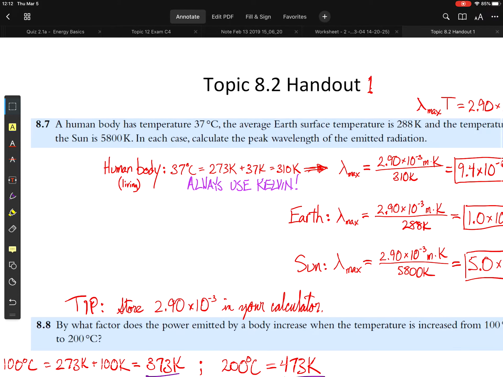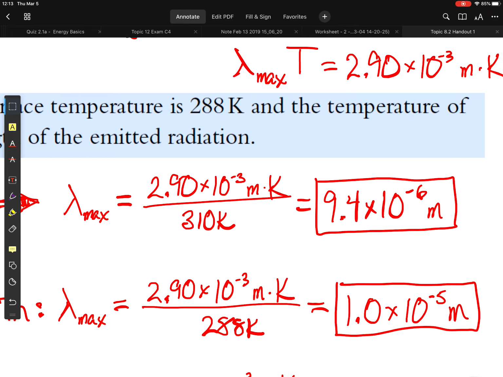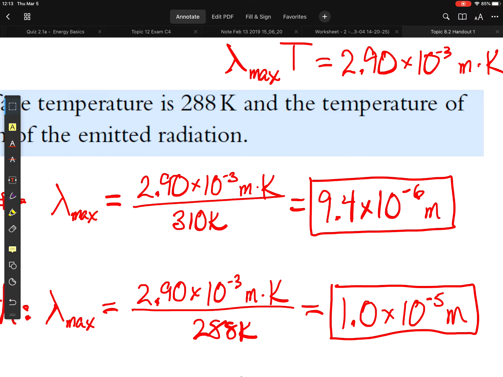Always, always, always use Kelvin for Wien's Law. Always. Okay, once we know our temperature in Kelvin, it's a very simple matter to rearrange the Wien's Law equation into this form, and there's our answer, 9.4 times 10 to the negative 6 meters.